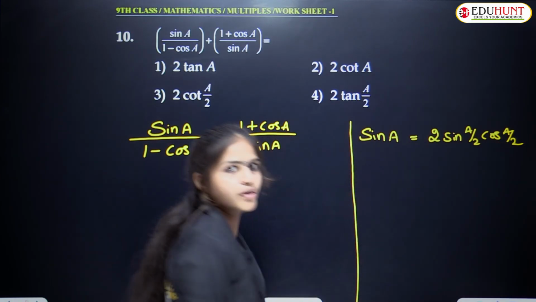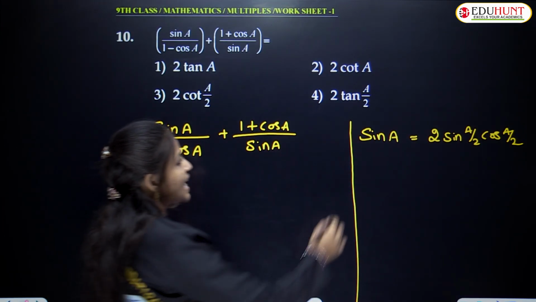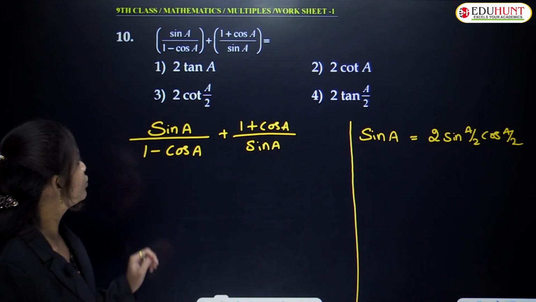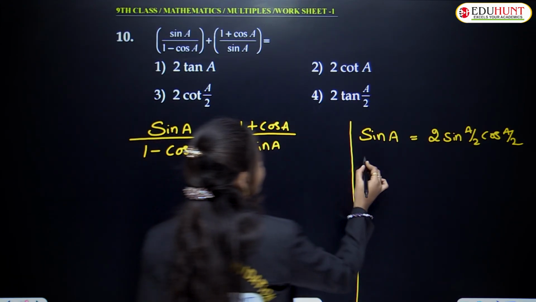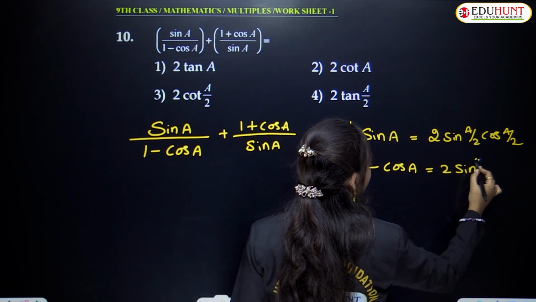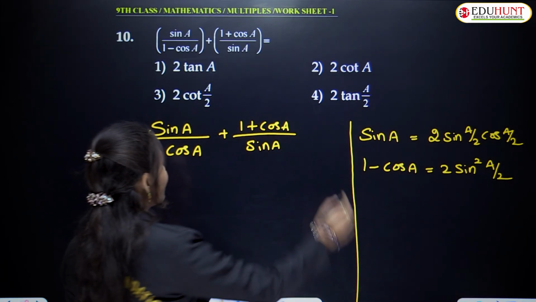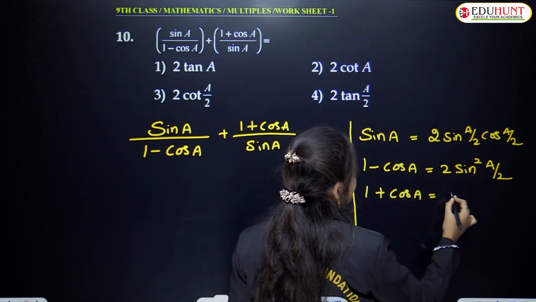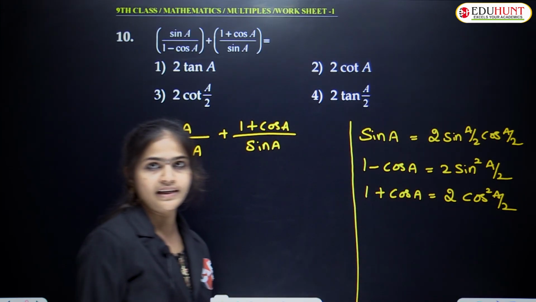Have you remembered all these formulas? If anybody forgot, read all the formulas once again. Here sin A is equal to 2 sin A by 2 cos A by 2. And two formulas are left over. What are those? 1 minus cos A is 2 sin square A by 2. And 1 plus cos A is 2 cos square A by 2.